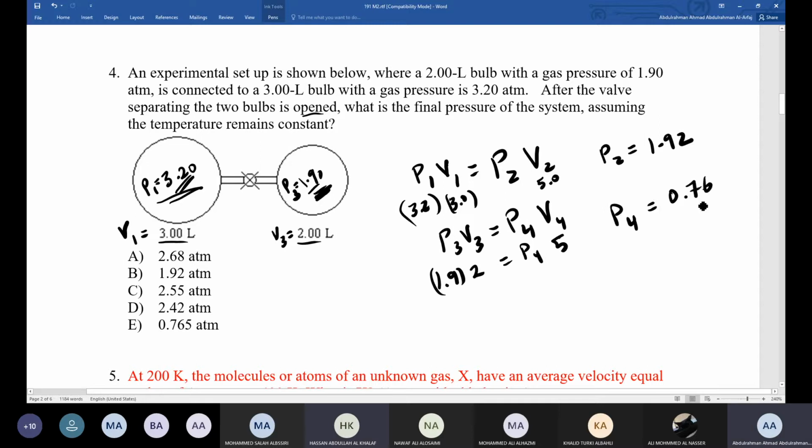0.76. Now the total pressure, according to Dalton's law, is the summation of P2 plus P4, which is equal to what? 2.68. Got it? Yes. Very good.